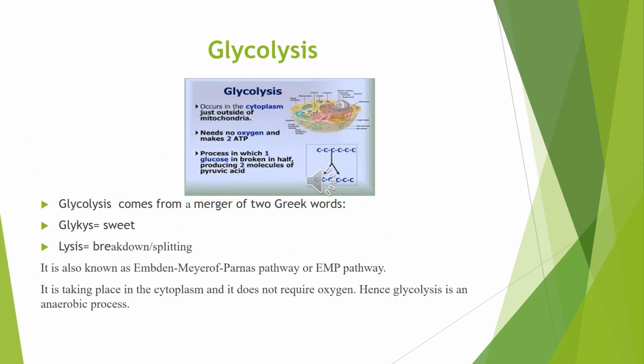Glycolysis comes from a merger of two Greek words, glyco and lysis. Glyco means sugar, lysis means breaking down. It is also known as the Embden-Meyerhof-Parnas pathway or EMP pathway. It takes place in the cytoplasm and it does not require oxygen. Hence, glycolysis is an anaerobic process.